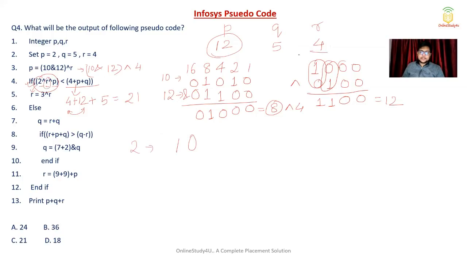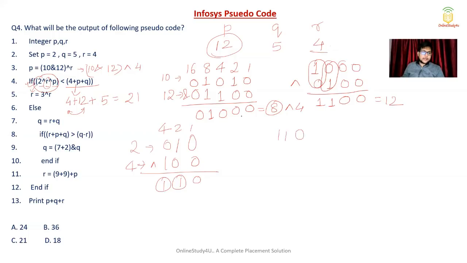And how can we do the XOR of R? What is the value of R? It is 4. So 1 0 0. This is 4, and we have to do XOR. So this will be 0, this will be 1, this will be 1. So this is 1, 2, and 4. So my value is 6 here.